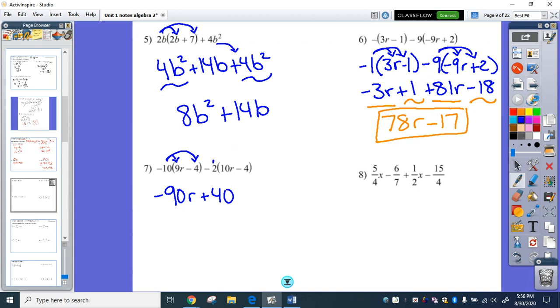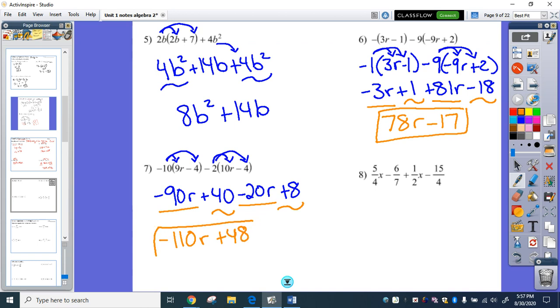Now we'll distribute the negative 2 to the second set of parentheses. Negative 2 times 10r would get me negative 20r. And negative 2 times negative 4 would get me a positive 8. Now we'll go through and we'll add like terms together. Negative 90r plus a negative 20r would get me a negative 110r. 40 plus 8 would get me 48, and we'd be all done.